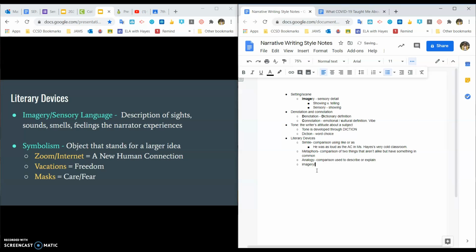Those descriptions. Here in my notes, I would draw an arrow going from here up here. Instead of writing it again, just draw an arrow. We also have symbolism. Symbolism is an object that stands for a larger idea.